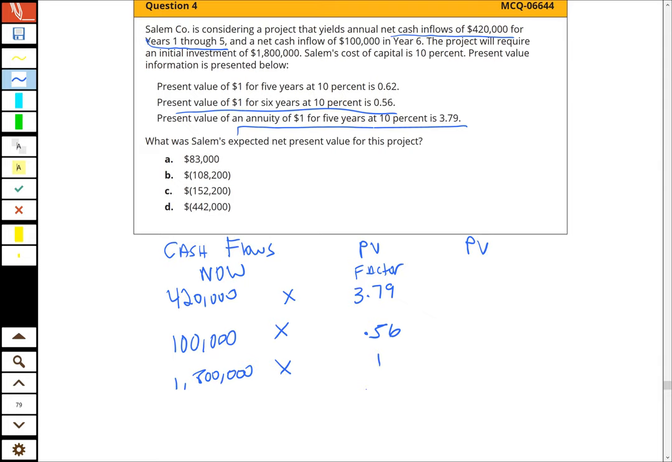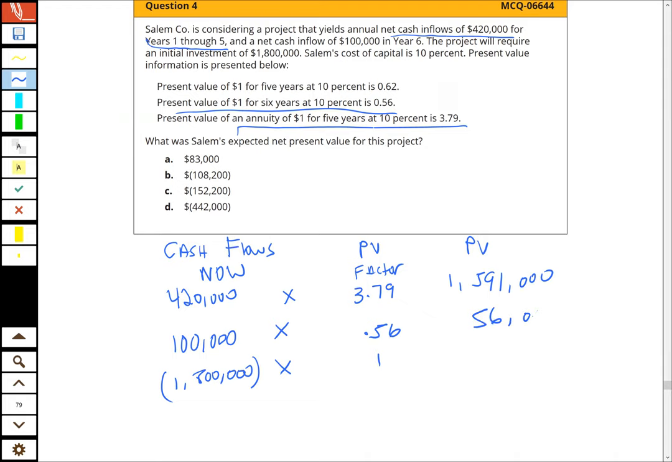And then they give me the present value information. I got to use it. This is all they give me to do this. And so I started doing my math on these. And what happens? I have these positive inflows. By the way, this is going to be a negative amount, right? It's going to come out at the beginning. 1,591,000. Got that one. 100,000 times 0.56 is 56,000.